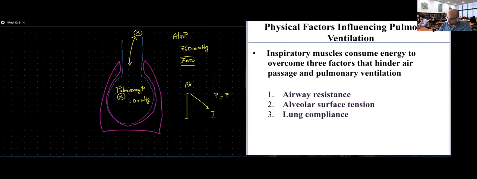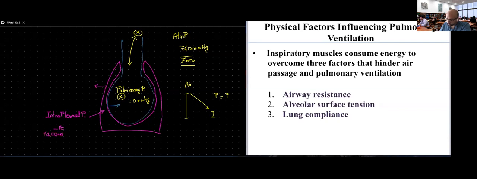On the other hand, the pressure between the two layers of the pleura, which is occupying your chest, is my intrapleural pressure. And if you remember, this intrapleural pressure is always going to be negative. Why is it always going to be negative? Because your lungs tend to collapse all the time. Your chest wall tends to expand all the time. So you're moving the two layers away from one another, creating a vacuum.